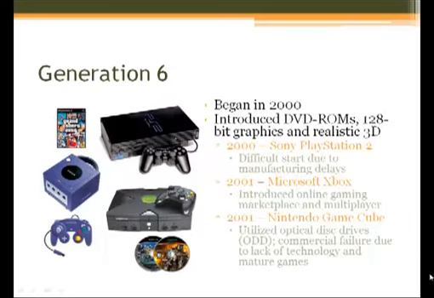Generation 6 consoles, around the year 2000, introduced DVD-ROMs and 128-bit graphics. Because the graphics increased to 128 bits, they also started to release realistic 3D versus emulated 3D graphics. In 2000, the Sony PlayStation 2 was released. It was the best-selling console to date, selling closer to 150 million units.